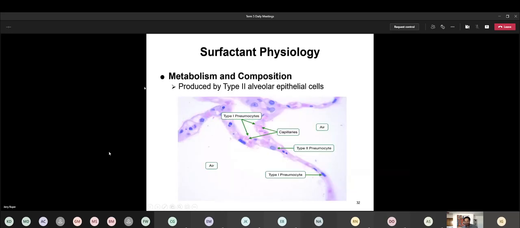So really nothing new here. We know that the type 2 cells are going to be responsible for secreting the surfactant. The type 2 cuboidal cells versus the type 1, which are the simple squamous cells that are there to essentially create the alveolar walls.